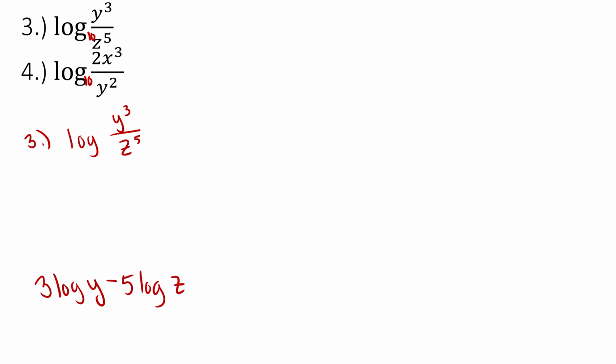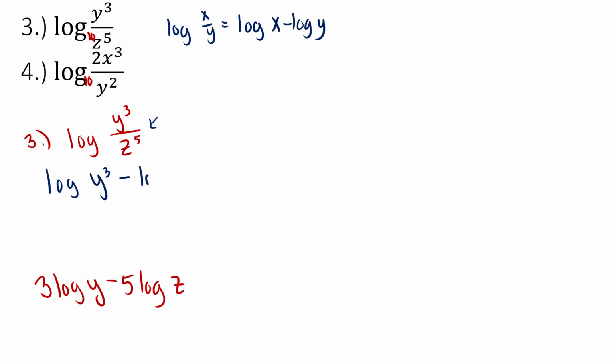And here's how it would break down in those middle steps. I would look at that division and I would engage this property here, which says that the division came from subtracting some logs. And so this would be log of y to the third minus log of z to the fifth. And then once I do that, I can see, oh, here's where those exponents would go. So 3 log y minus 5 log z.